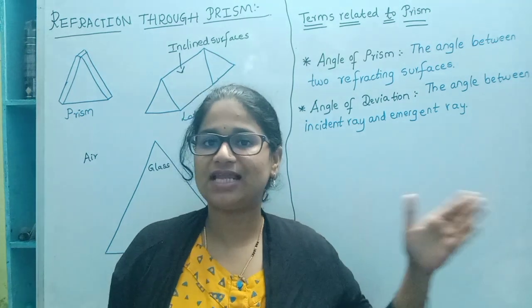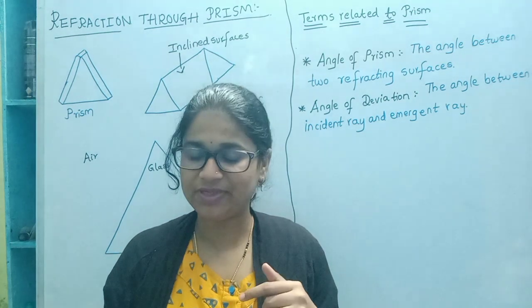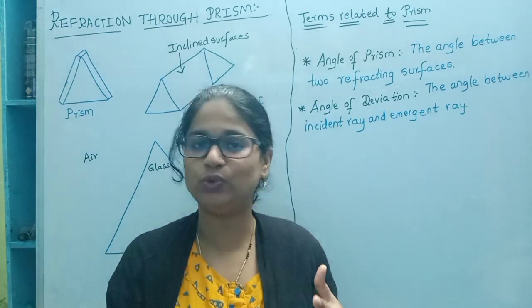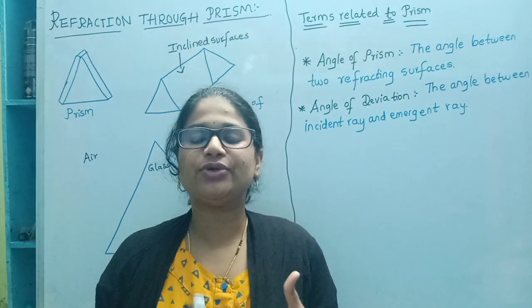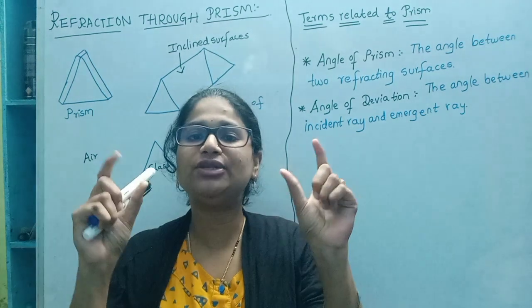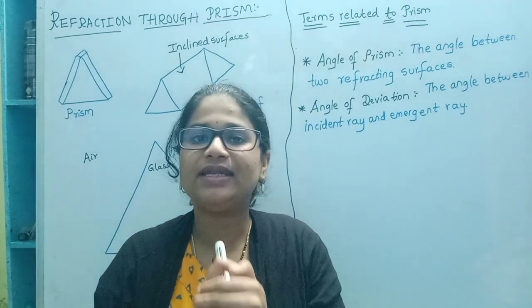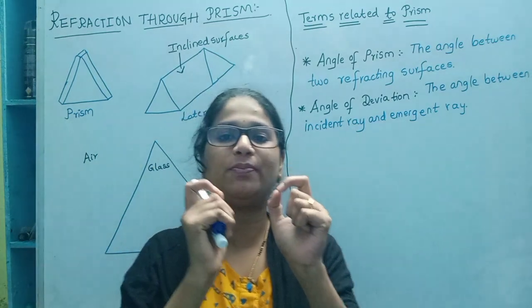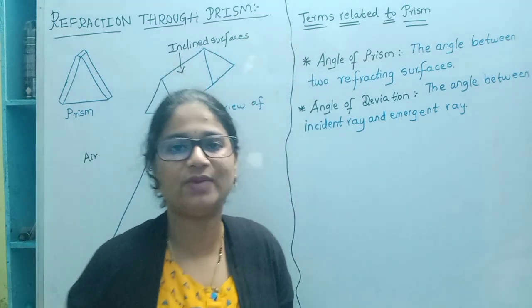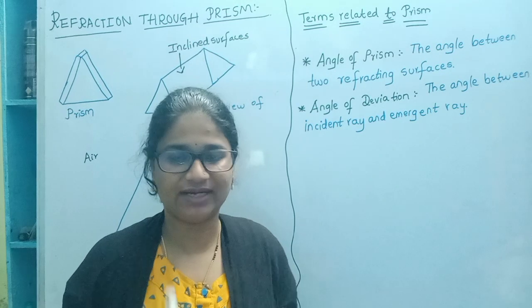In the previous classes, you learned refraction through plane mirrors, refraction through spherical mirrors, as well as refraction through lenses. So today we are going to discuss refraction through the prism. First of all, we know that one of the properties of light, the bending phenomenon of light, is termed refraction. We know that, right?